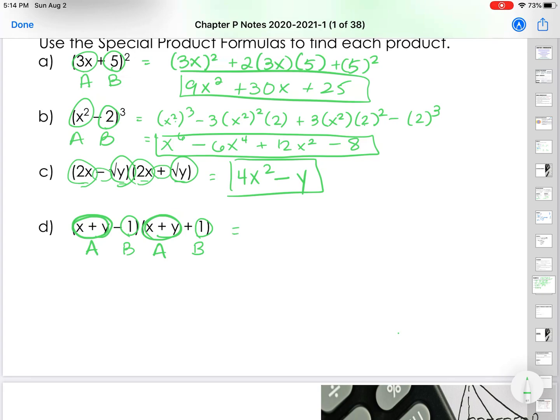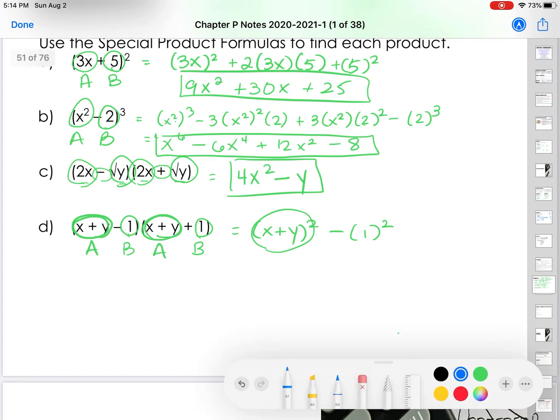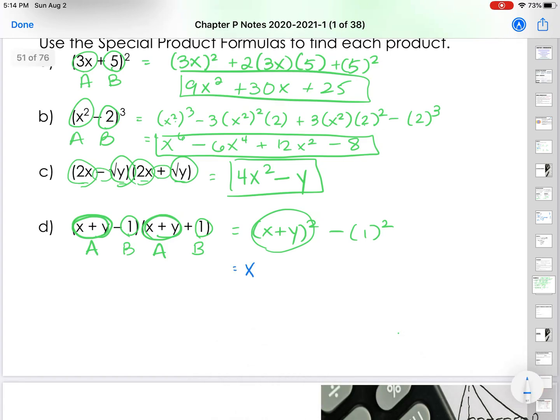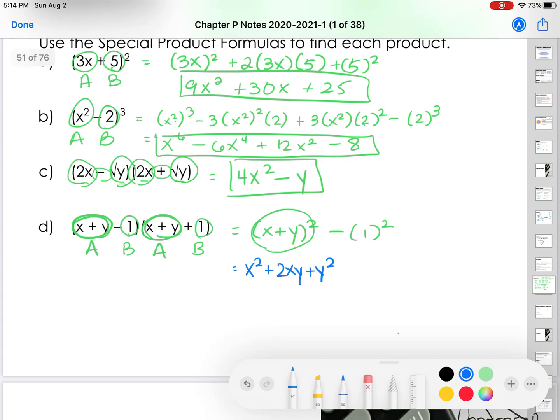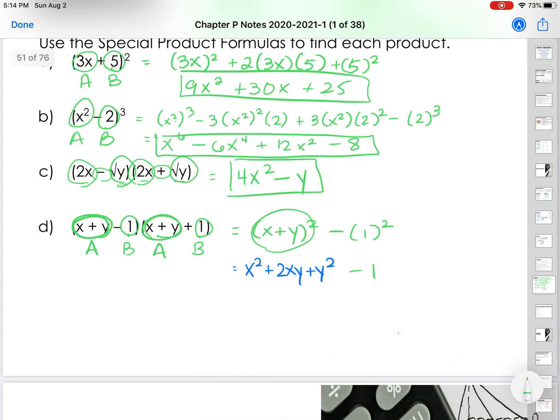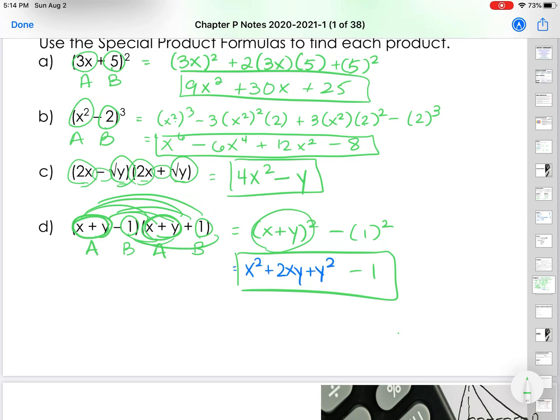So remember, with difference of squares, that's a squared minus b squared. So a squared minus b squared. But this is a special formula. We know that from just up top. So that's a squared plus 2 times a times b plus b squared. And then we still have that minus 1 squared, or minus 1. There is nothing wrong with sitting here and FOILing multiple times. It will get you the exact same answer.